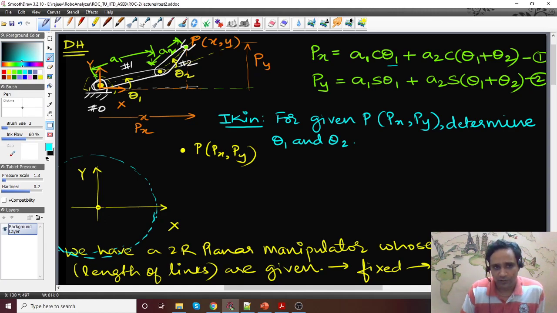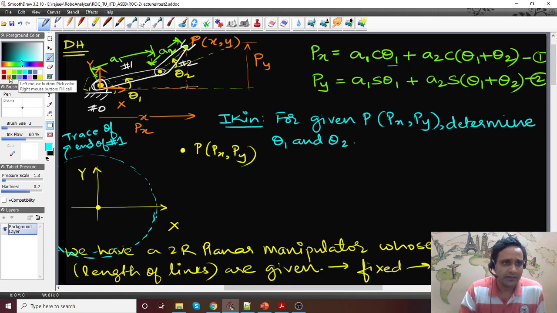Okay. Because I can assume it as one link like this. So the revolute joint is here, so the tip is always going to trace a circle. So this is trace of end of link number 1. Okay, so it is always going to be on the circle.